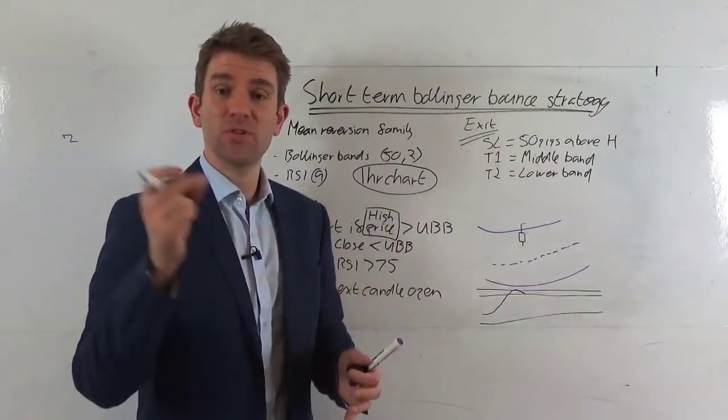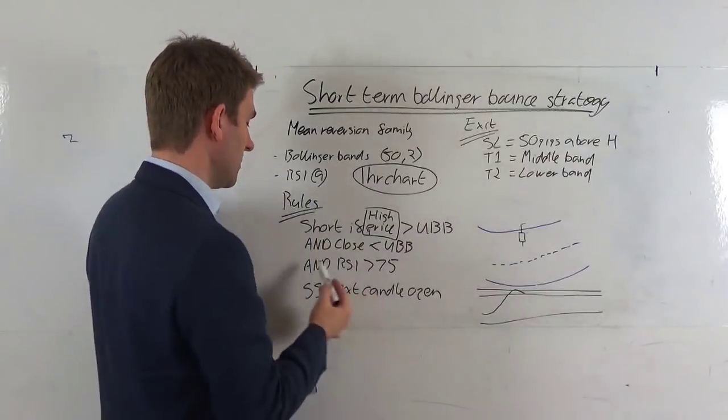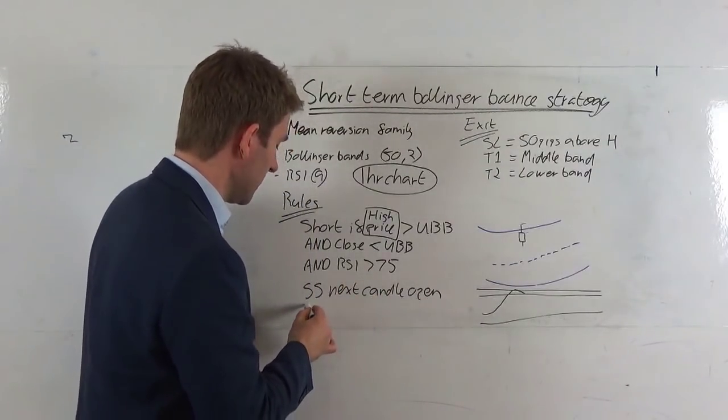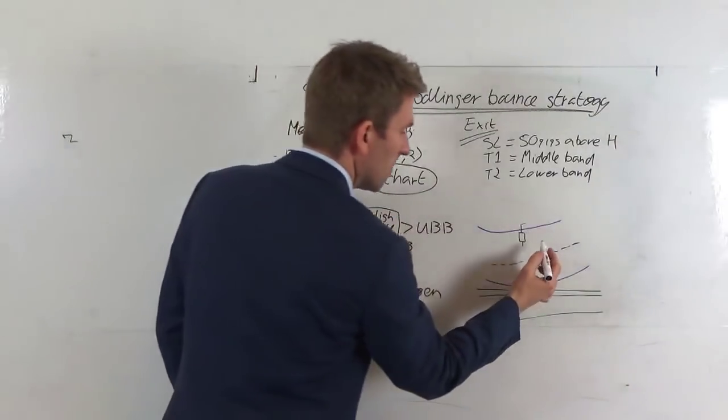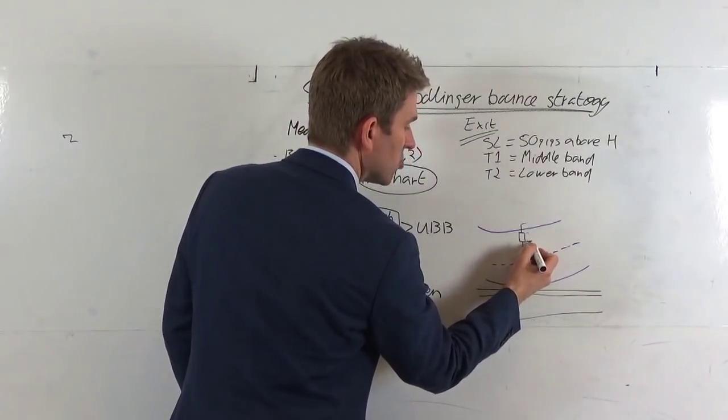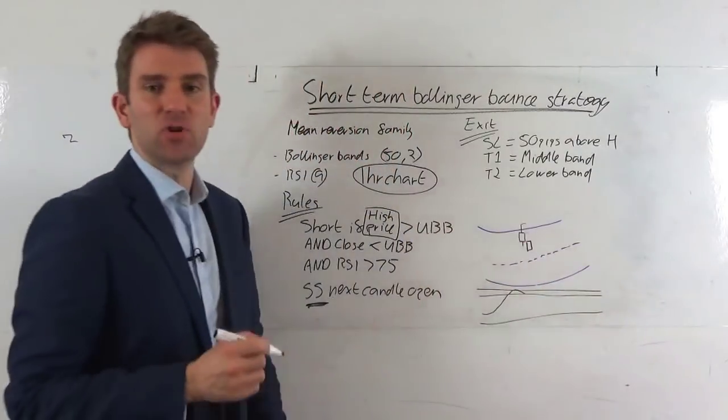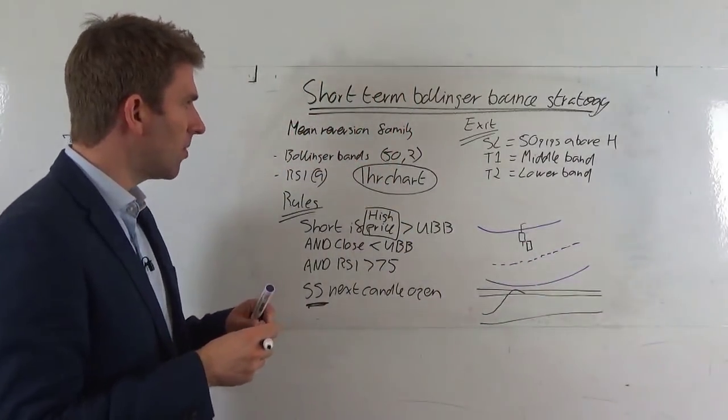Once we've had those two filters, we look for the trigger. The trigger, or the entry, should I say, is going to be selling short on the next candle open. So we're in an hourly chart, the next one opens, wherever it may be, there's our sell short entry, and we're in the trade.